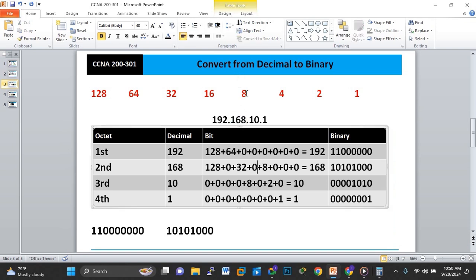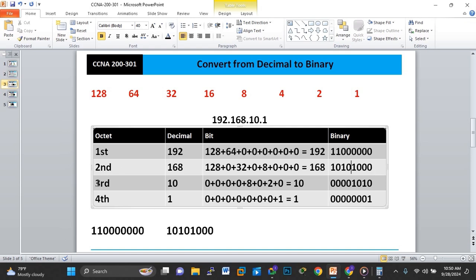But when we reach the 8 bit, what happened? We add the 8 bit to the 160, which is 128 plus 32, plus this 8, it gives us what? 168. So the decimal now here is 168, but the binary, after converting this 168, now gives us 10101000. Guys, please take note of this conversion.